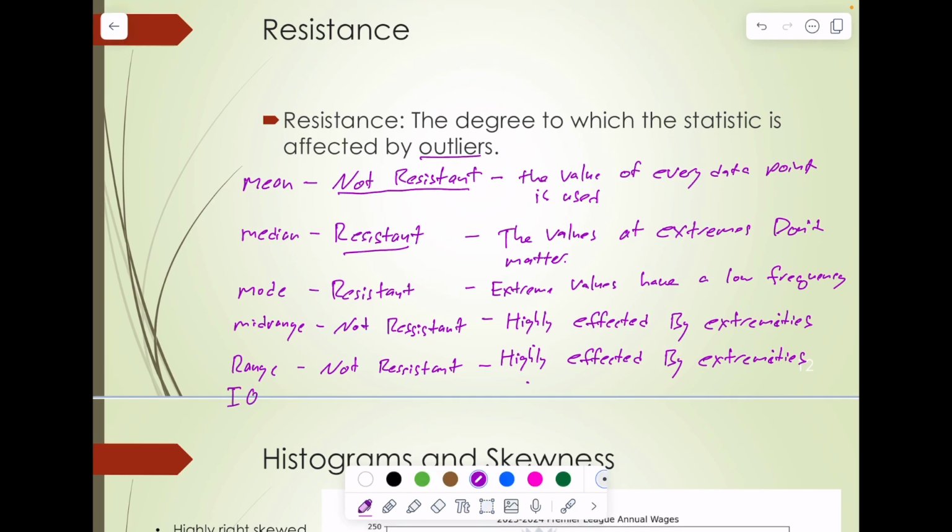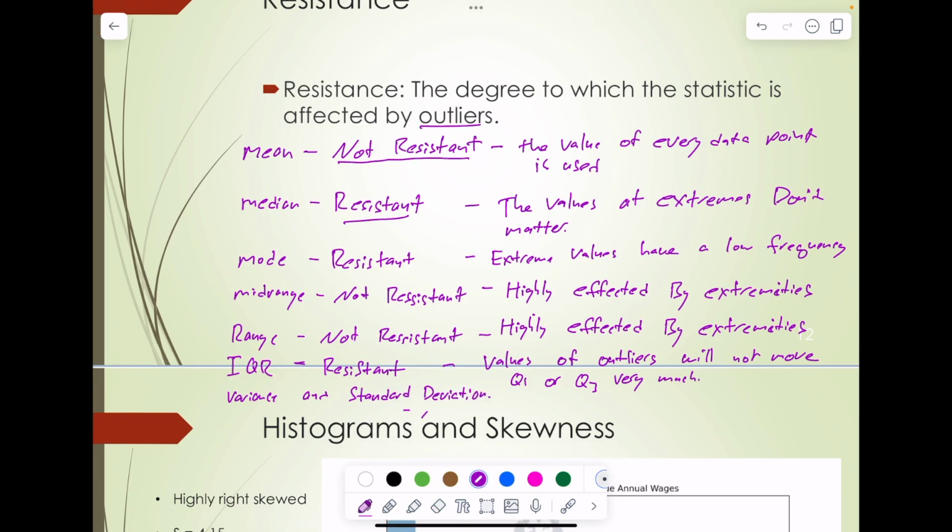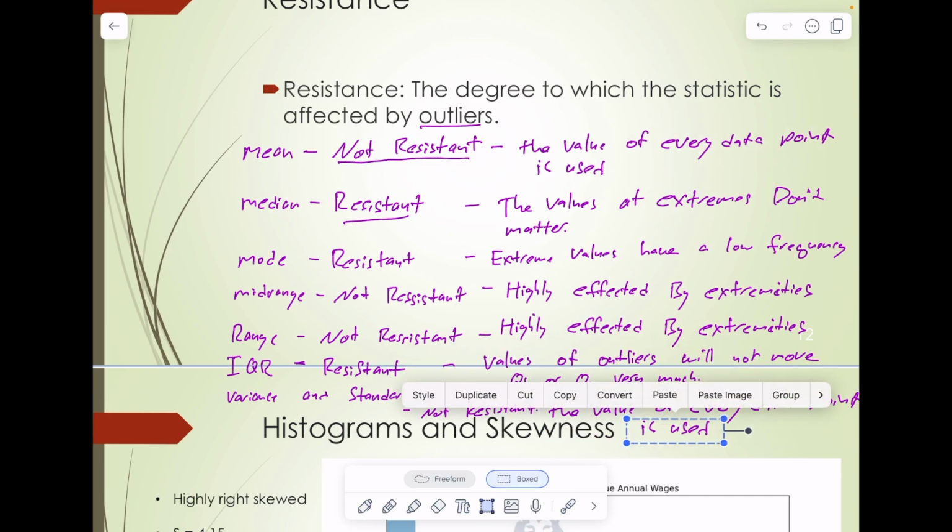Next is the IQR. Now this one is resistant because, again, we expect these extreme values to have a low frequency, so they're not going to move the Q1 or Q3 very much. So the values of the outliers will not move Q1 and Q3 very much, and that is what goes into finding the IQR. Next is variance and standard deviation, and these are not resistant because, again, the value of every data point is used.